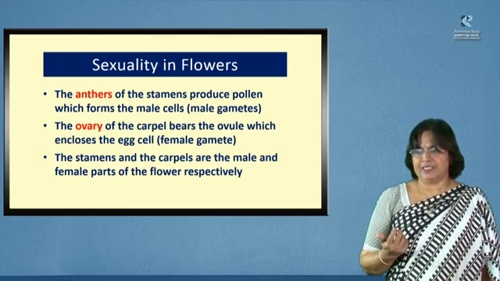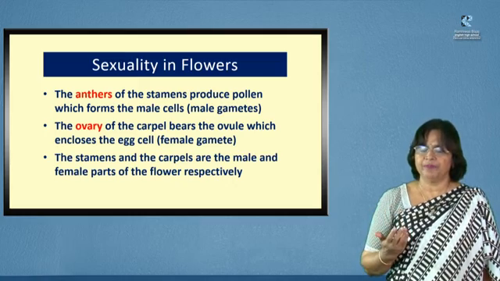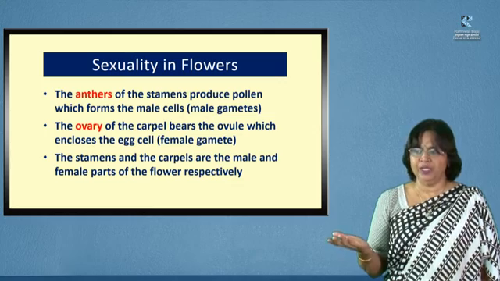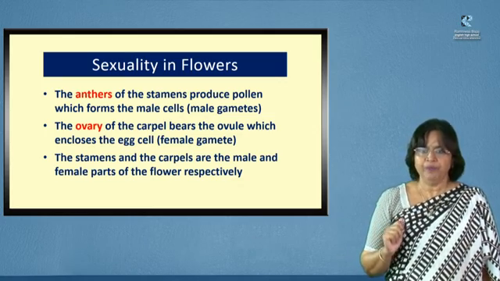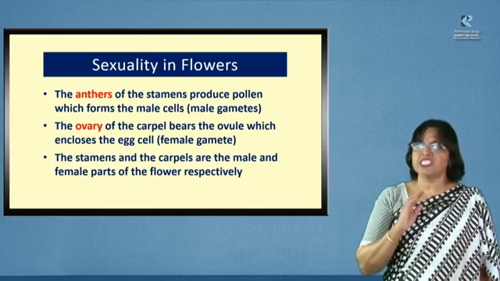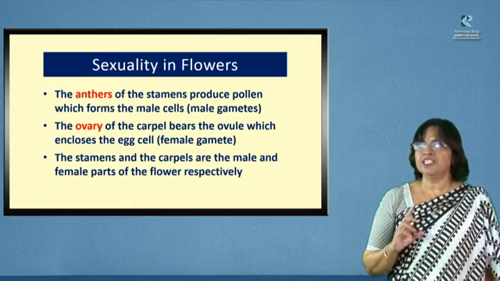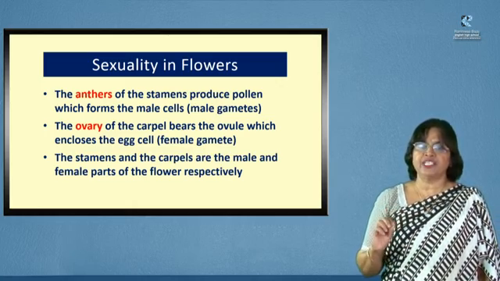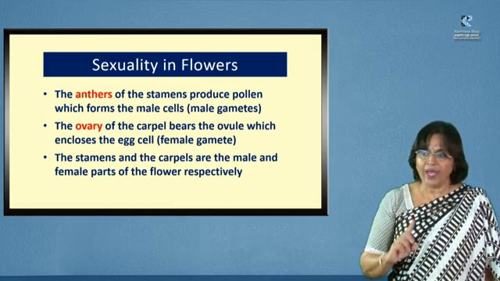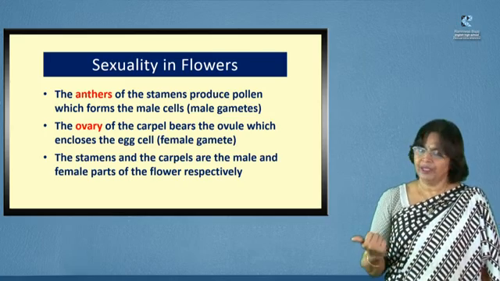Sexuality in flowers. We said some flowers are incomplete. If they are incomplete by not having one of the non-essential whorls, it is just called an incomplete flower. But an incomplete flower which is not having one of the sexual whorls, meaning either the androecium or the gynoecium, is also called a unisexual flower. Unisexual means it is having only one of the sexual whorls, either the androecium or the gynoecium.